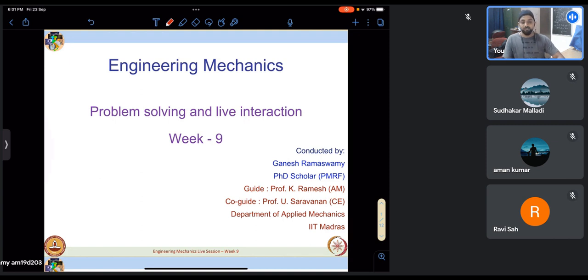Today we will be dealing with problems from the contents of week 9, that is to do with accelerations, relative motion acceleration, parts of rotation, and rotating frames of reference in parts.